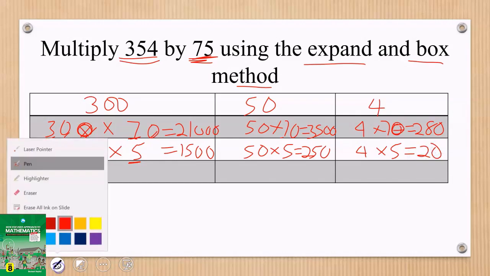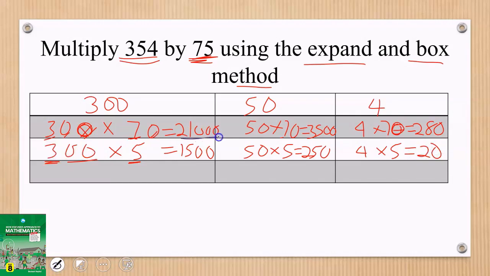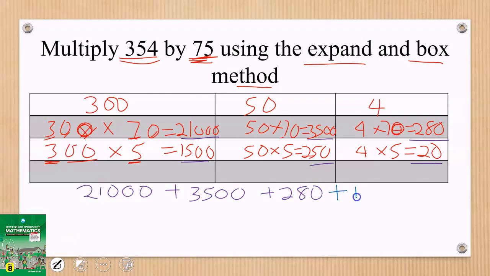So all we are going to do is add all these numbers together. We add this, plus that, plus this, plus this, plus that. Add all the answers, and that becomes the solution to this multiplication. So we have 21,000 plus 3,500 plus 280 plus 1,500 plus 250 plus 20. So we put all this together, then we get our answer.